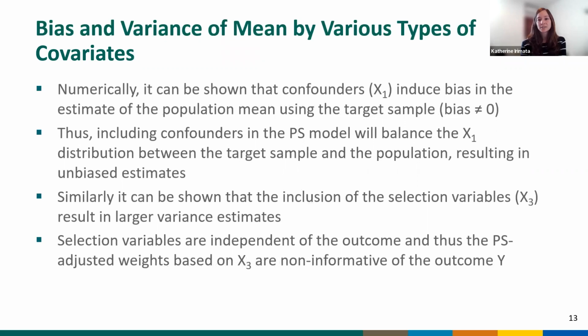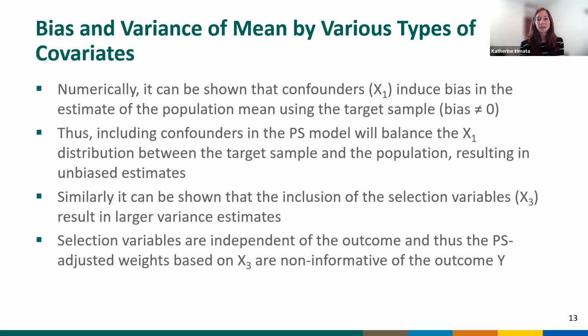So we want to understand how including certain types of covariates, like the ones that we just described, in the propensity score model will impact the bias, which is the difference between our estimate and the true population value, and the variance of the sample mean from our target survey, our web survey. Ideally, we'd like to select covariates that result in little to no bias in our sample mean, because that's our estimate of our population mean, and we'd like something with low variance.